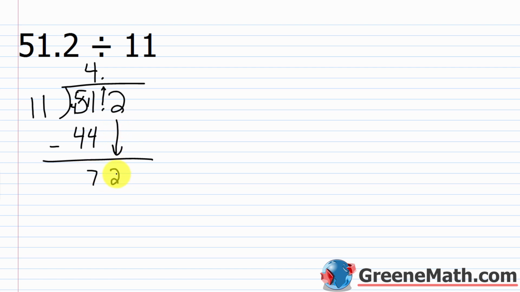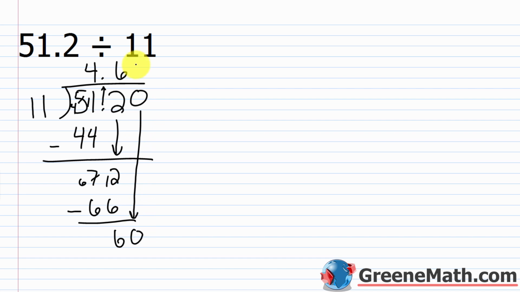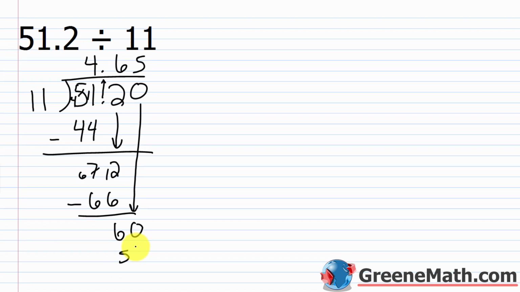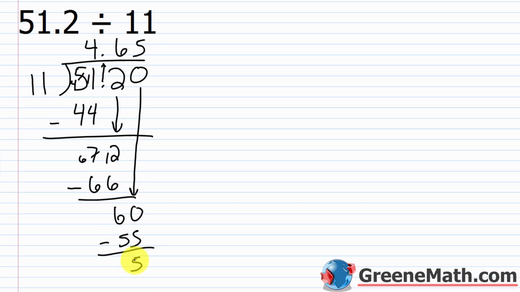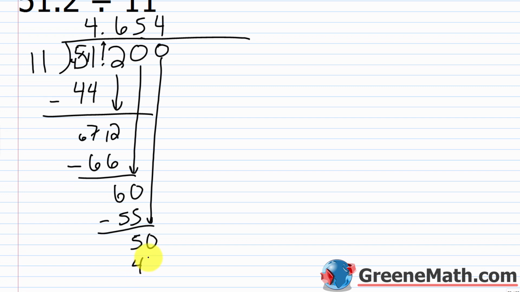11 will go into 72 6 times. 6 times 11 is 66. Subtract. I need to borrow. 12 minus 6 is 6. So I'm going to put a 0 here so I can continue. And I have 60. 11 goes into 60 5 times. 5 times 11 is 55. Subtract and I get 5. Go ahead and put a 0 here and bring that down. 11 goes into 54 times. 4 times 11 is 44. Subtract and you're going to get 6.